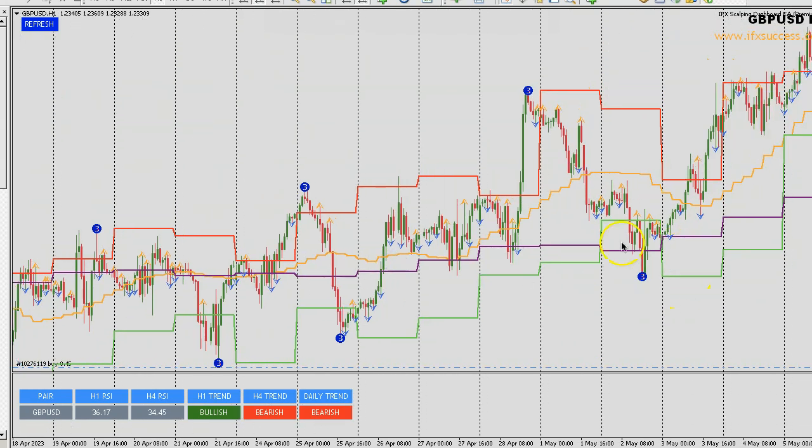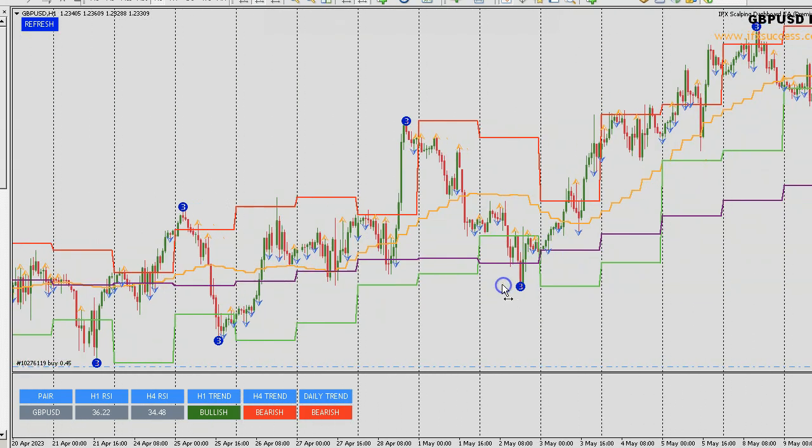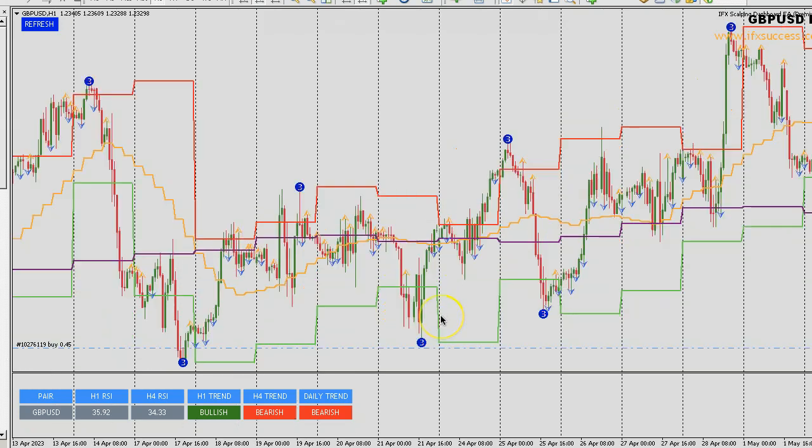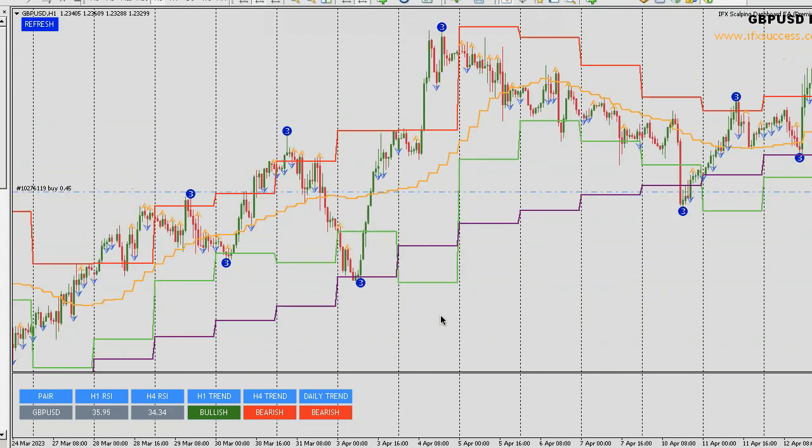Right here it bounced off really nice, and then price was just pretty much a nice bounce in here to the upside. So if you're selling against the trend, be very careful. Right here a nice bounce on the moving average, okay, and right here too. So as you're able to tell, it's just really nice.